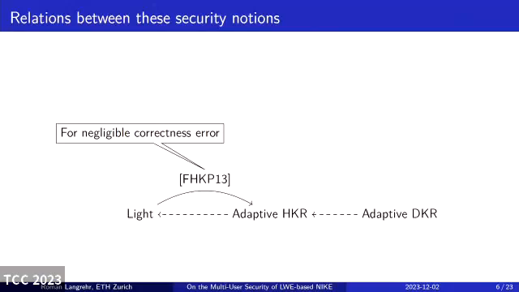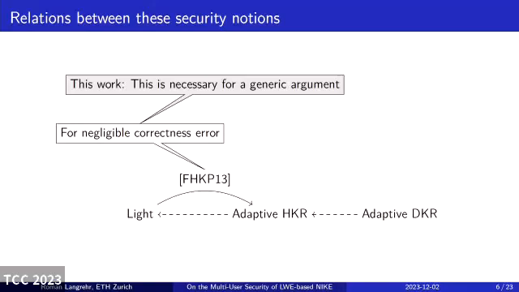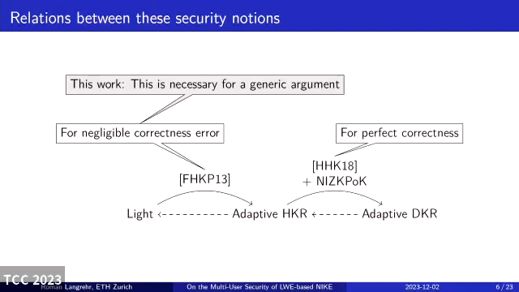It was shown before that light security also implies adaptive HKR security for NIKEs that have a negligible correctness error. In this work, we show that this negligible correctness error is necessary for a generic argument. It was also shown before that if you add a NIZK proof of knowledge of the secret key to every public key, you can get from adaptive HKR to adaptive DKR security. However, that works only for NIKEs with perfect correctness. And the results from this work also imply that this perfect correctness requirement is necessary here.